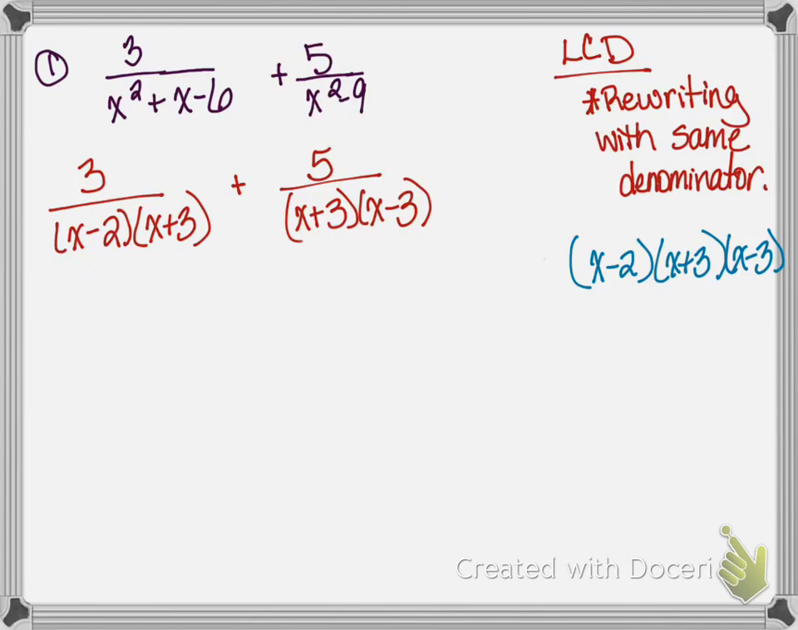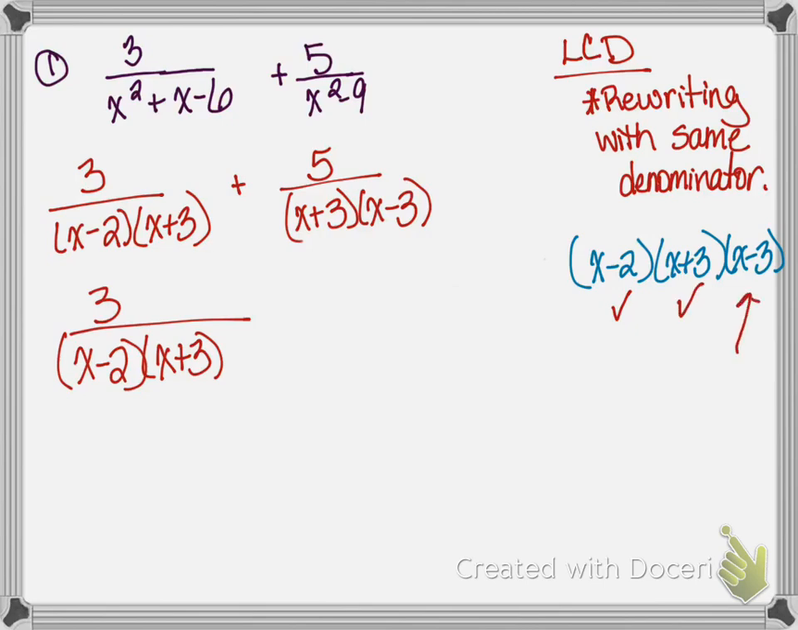So I'm going to rewrite these again. So I have 3 over x minus 2 times x plus 3. So my goal now is I look at my denominator and see what I'm missing. So I have x minus 2 already, and I have x plus 3. But what I don't have is this x minus 3. So I am going to multiply the top and the bottom times x minus 3. So if it's missing on the bottom, you have to do it to both. And the reason that we do it to both is because you're multiplying by 1 over 1. That's what happens when we multiply x minus 3 over x minus 3.